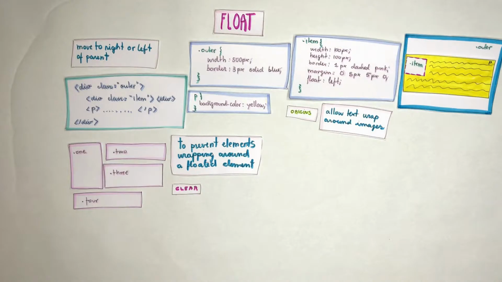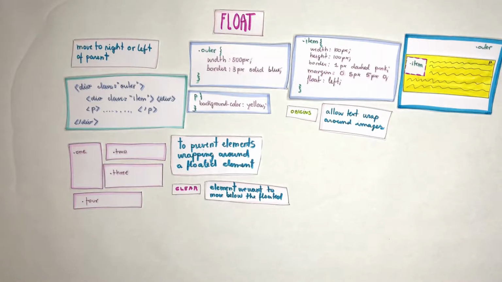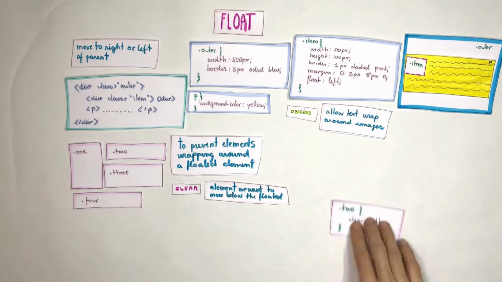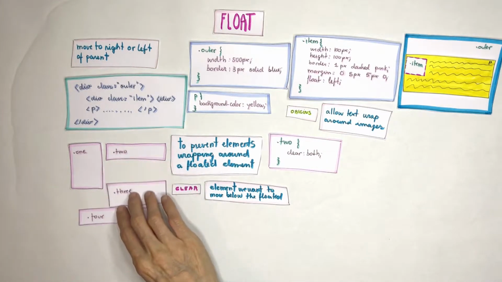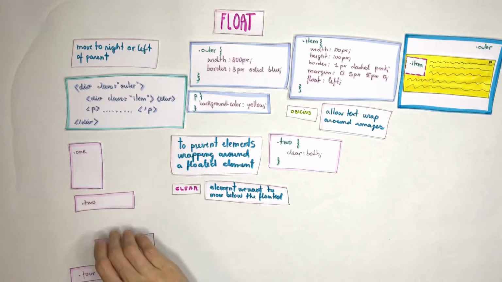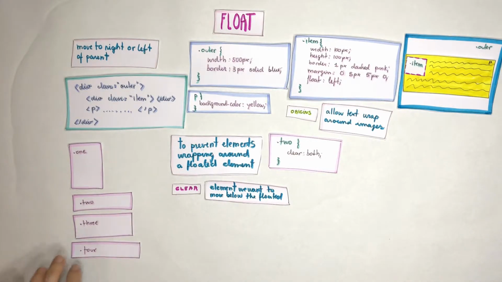Let's see how this clear property works. We add the property clear to the element we want to display below the floated element. Let's add the property clear set to both to the element with class 2. With clear both, we are telling the browser to not place any element next to the element with class 2, neither on the left side nor on the right side.